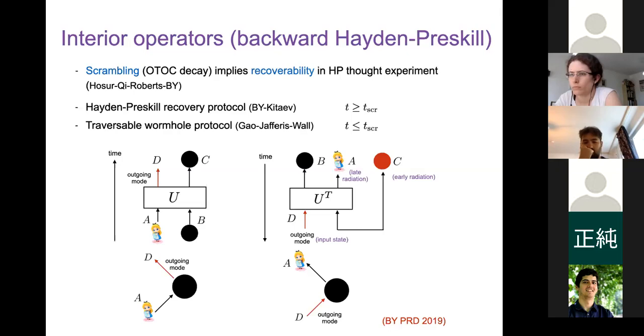Now, it is a very well-known fact that scrambling or decay of the out-of-time-ordered correlation function implies recoverability in the Hayden-Preskill thought experiment. So by using the Hayden-Preskill recovery protocol or the traversable wormhole protocol due to Gao, Jafferis and Wall, depending on the time scale you are interested in, you are able to write down interior operators explicitly. Now, I will refrain from writing down the expression here, but this expression has a nice and beautiful interpretation from the perspective of operator growth and so on. But anyway, the takeaway message is that the interior reconstruction is a backward Hayden-Preskill problem.